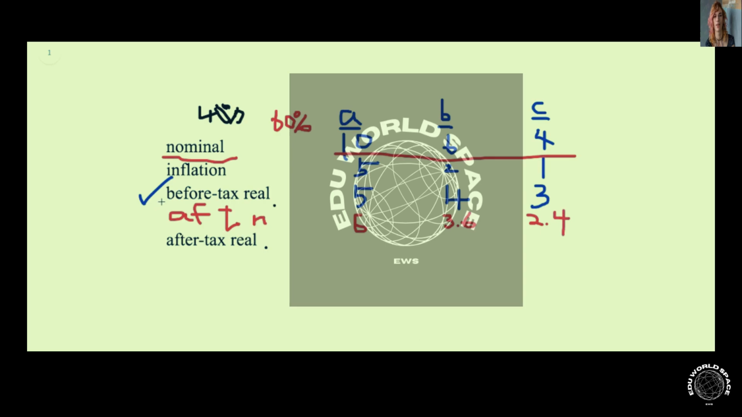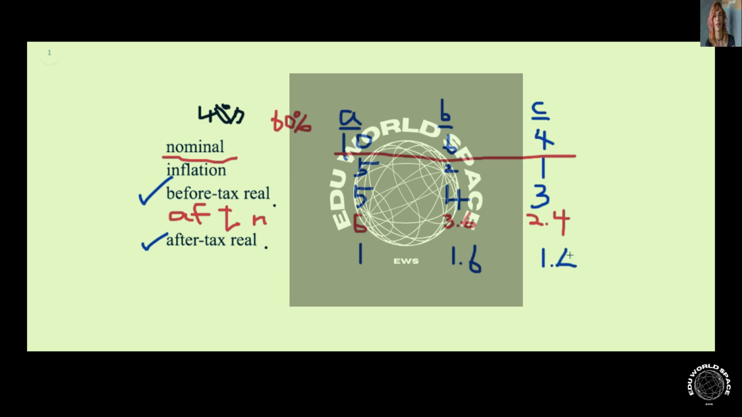So same as what we did here, the after tax real interest rate is just the after tax nominal interest rate minus inflation. So 6 minus 5 is 1. And 3.6 minus 2 is 1.6. And 2.4 minus 1 is 1.4.